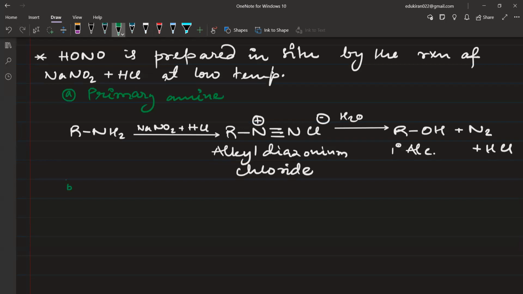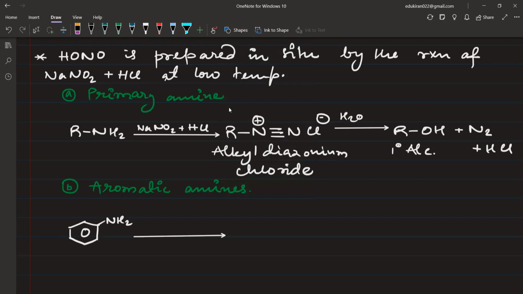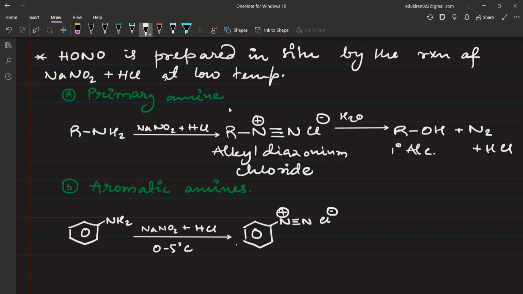B is aromatic amines. If you have a benzene ring and there is a NH2 attached. Okay, so this is aniline, specifically speaking, and generally speaking, this is what? Arylamine. And we react this with NaNO2 plus HCl at 0 to 5 degrees Celsius at low temperature. I will get benzene diazonium chloride. Nitrogen, triply bonded with nitrogen, positive charge here, Cl with a negative charge. And basically same thing, N2 plus HCl.